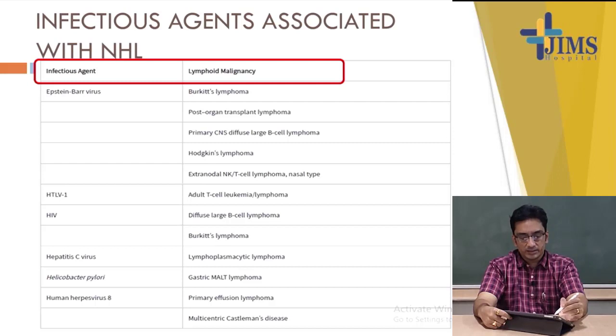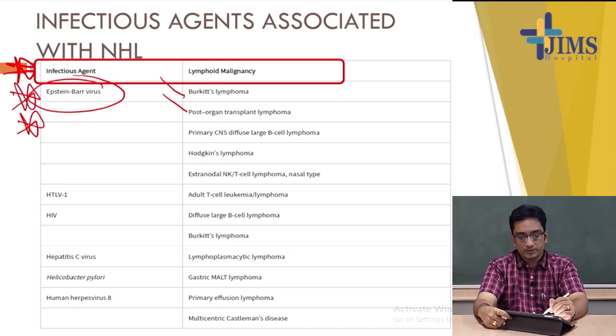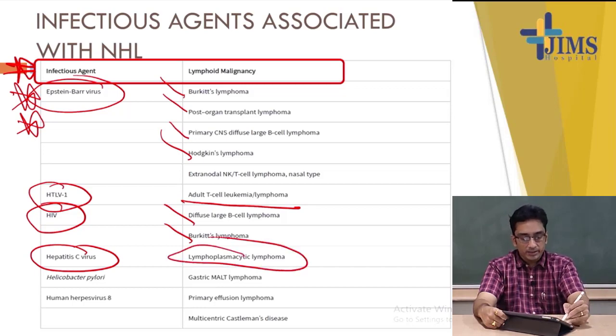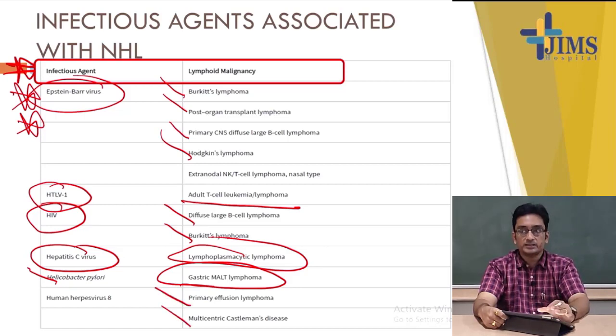Infectious agents associated with NHL: Epstein-Barr virus is associated with Burkitt's lymphoma, post-organ transplant lymphoma, primary CNS diffuse large B-cell lymphoma, Hodgkin's. Try to remember this slide by heart. HTLV1, as I said, is associated with adult T-cell leukemia lymphoma. HIV is associated with DLBCL and Burkitt's. Hep C virus is associated with lymphoplasmacytic lymphoma. H. pylori is associated with gastric MALT lymphoma. HHV8 is associated with primary effusion lymphoma and multicentric Castleman disease.